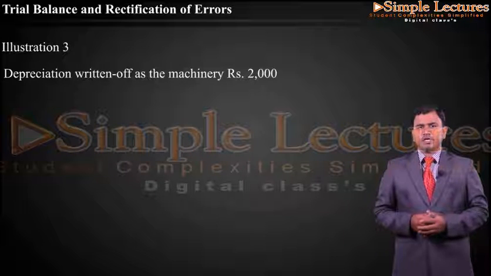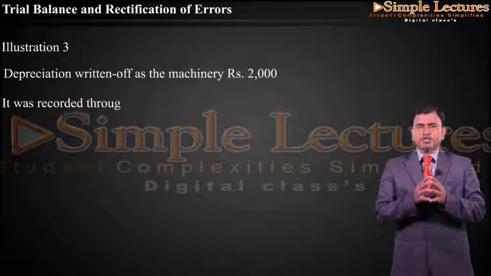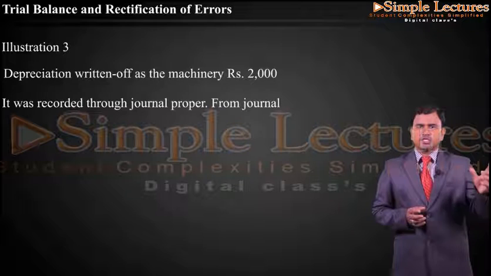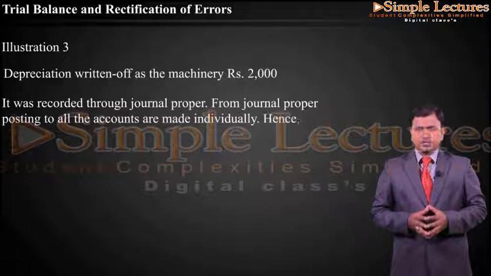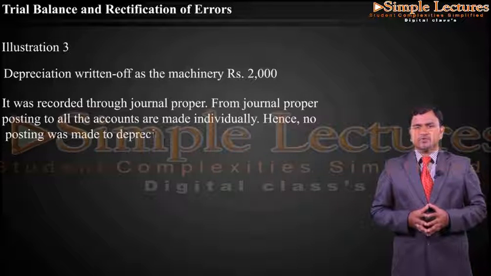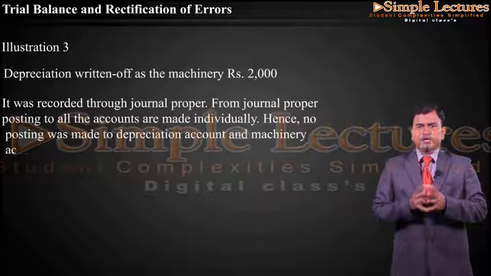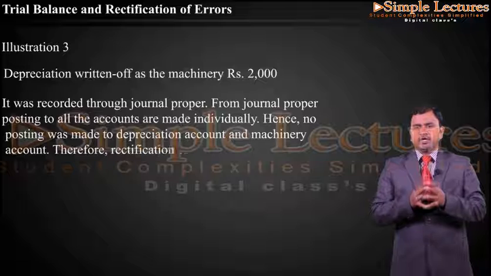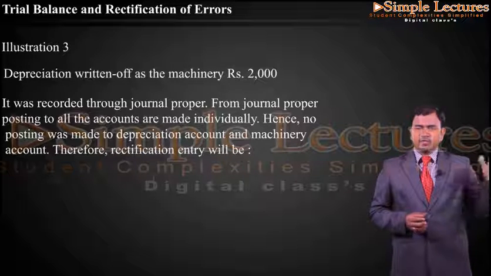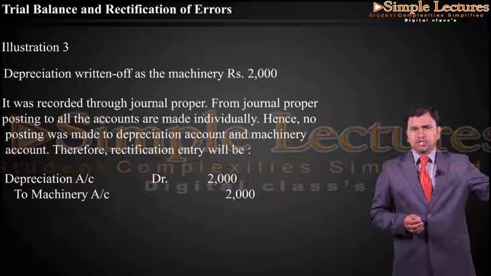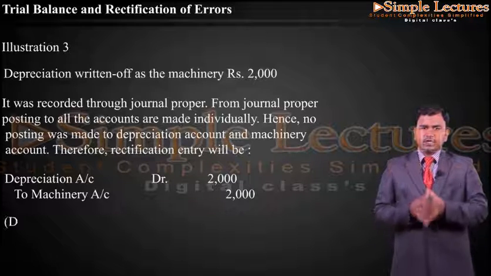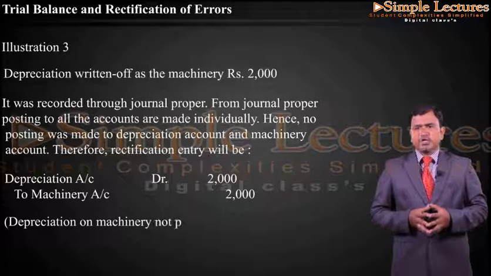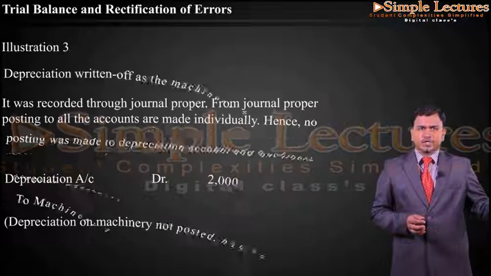Coming to case 1, it was recorded through the journal proper. From the journal proper, posting to all accounts is made individually. Hence no posting was made to the depreciation account and machinery account. Therefore the rectification entry will be depreciation account debit 2000 to machinery account 2000, and the narration will be depreciation on machinery not posted, now corrected.